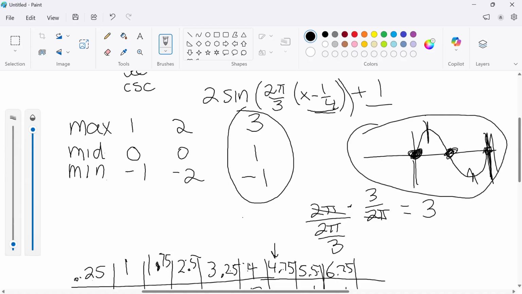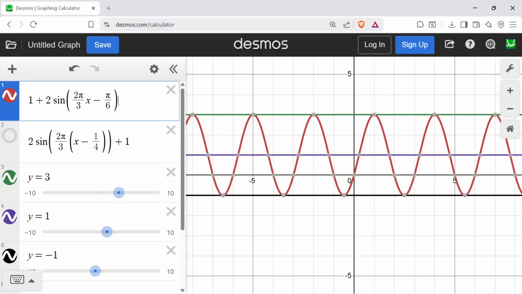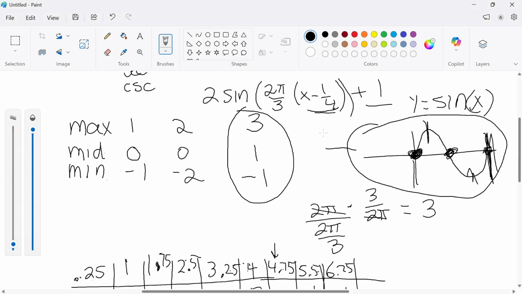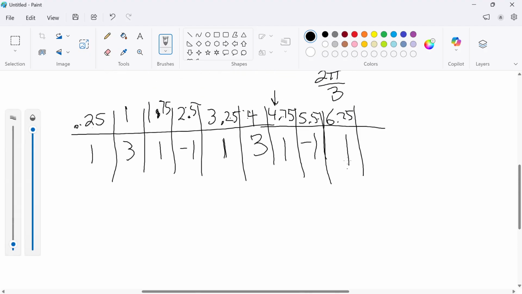Well, this is just y equals sine x. Draw your shifted graph accordingly, which I just let Desmos do, but again, you'll have to draw it by hand, but you can see what it looks like, and all the right numbers are right here in this table.